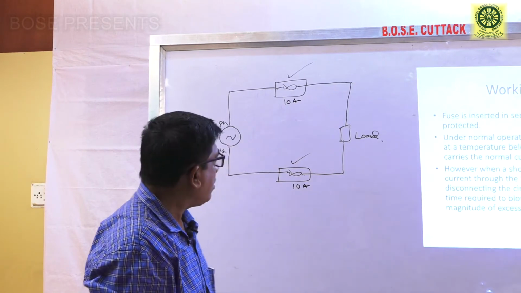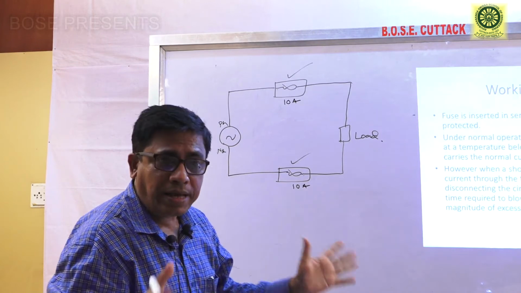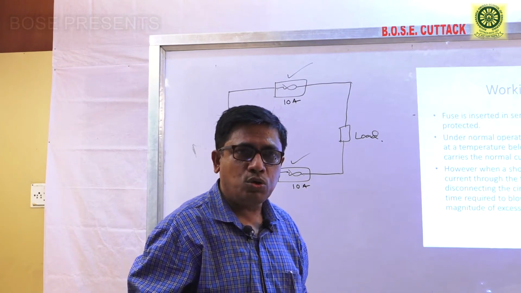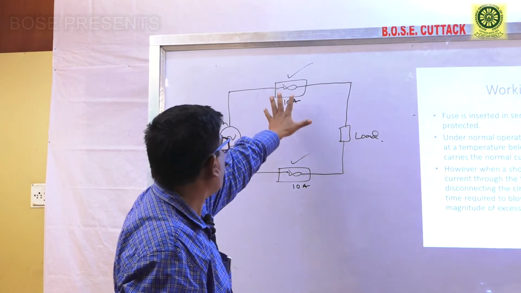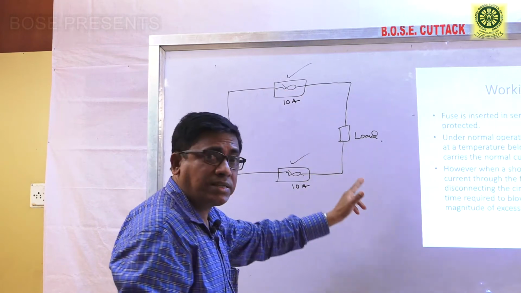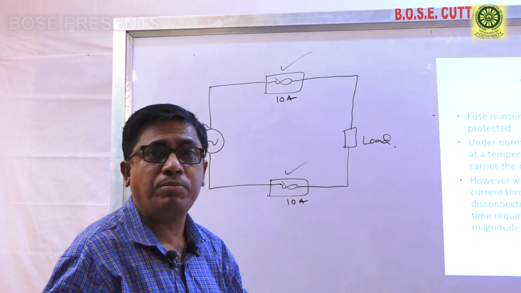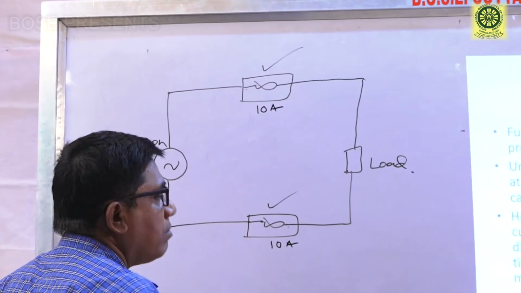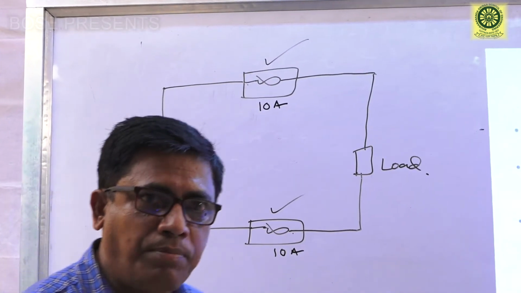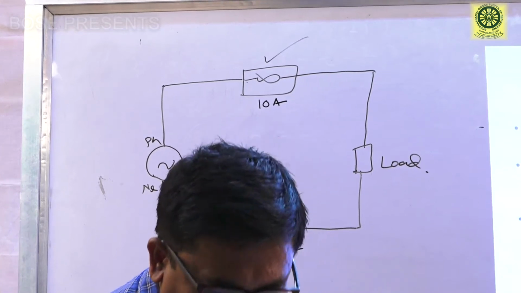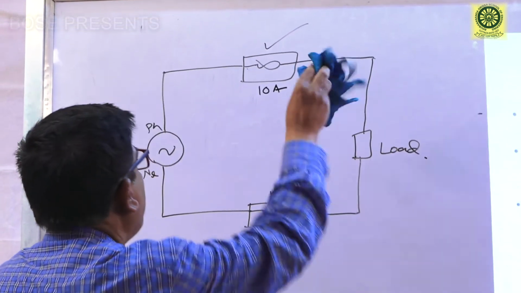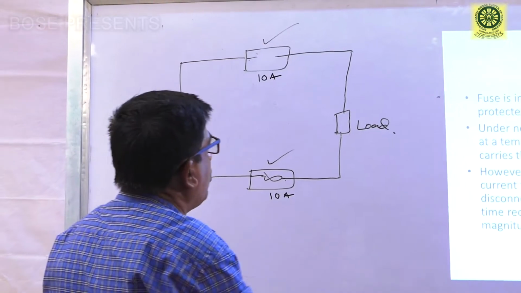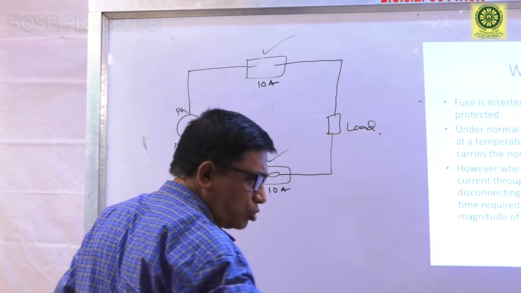Now what will happen? If the current is 9 ampere, 8 ampere, 5 ampere, it will not be heated. If current exceeds 10 ampere, for example 15 ampere, 20 ampere, 30 ampere, immediately it will start heating. Finally it will melt and finally it will be disconnected. If current will flow more than 10 ampere, I will show you an example.